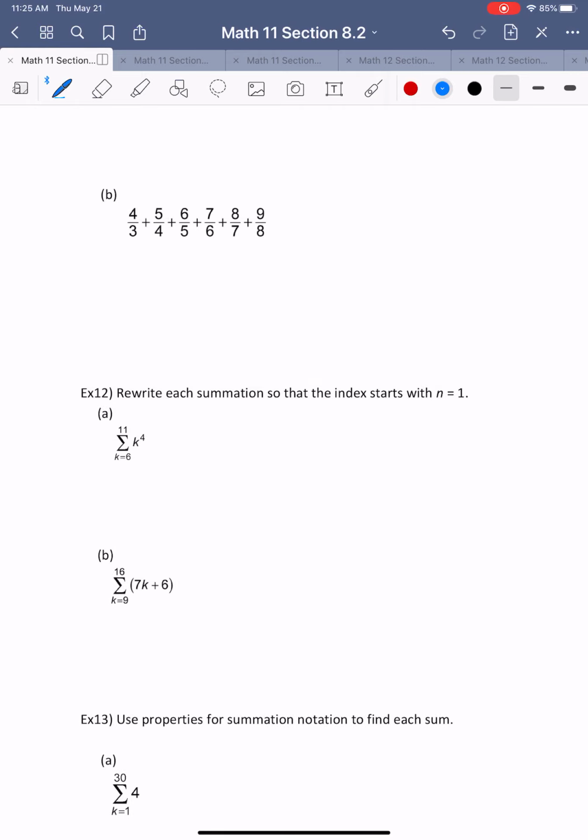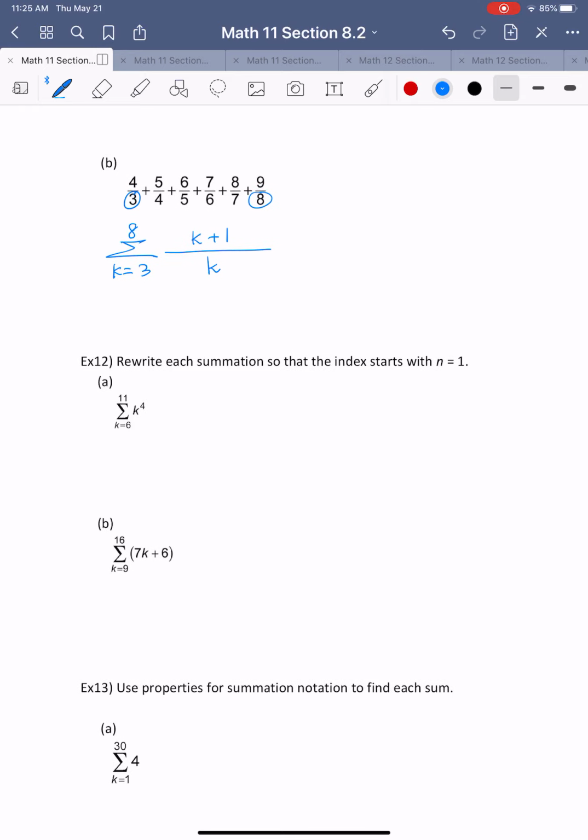Same thing here too. The first number is starting from 3, 4, 5, 6 up to 8. So I want to say 3. And then also what I noticed is the numerator is always one more than the denominator. So if I say k, then this is k plus 1, we can do that too.